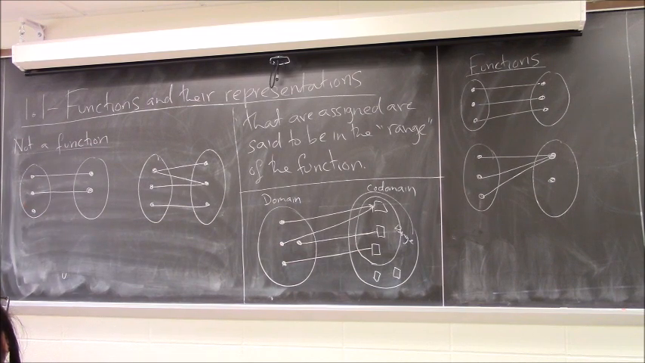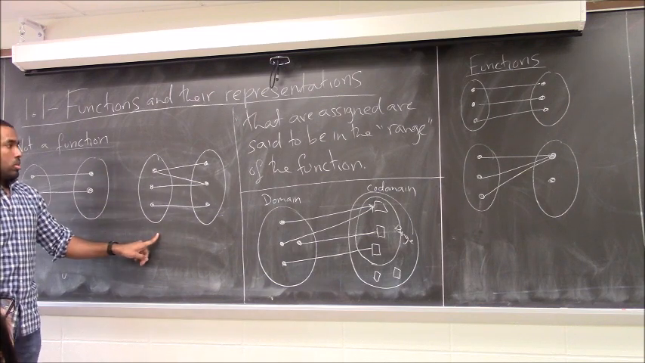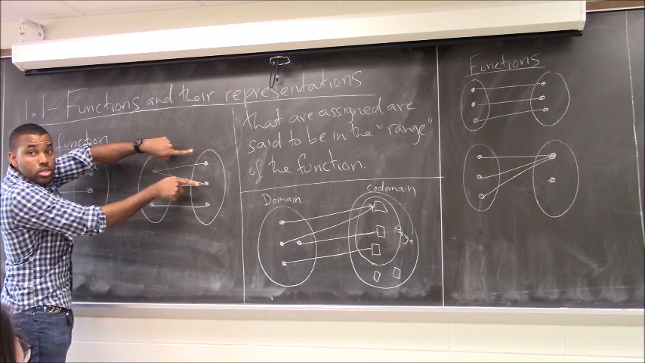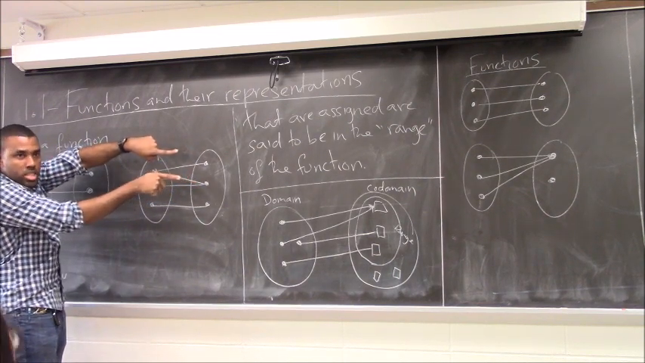Why is this not a function? Yeah? Because one thing in the domain is connecting to two things in the codomain. Which one are you talking about? The one that's not a function? Yeah, that's why it's not a function. Because here I have this one thing getting two assignments. There are two possible values for it. That means it's not a function.